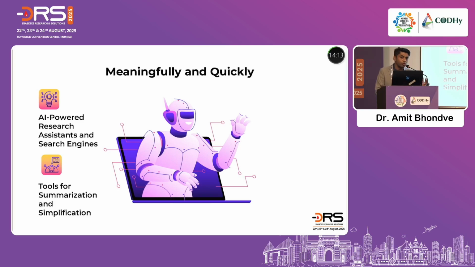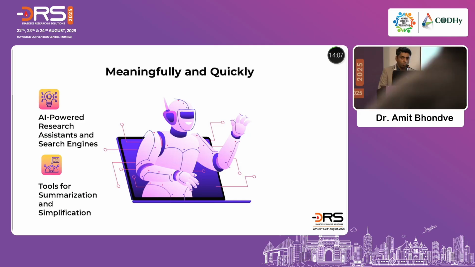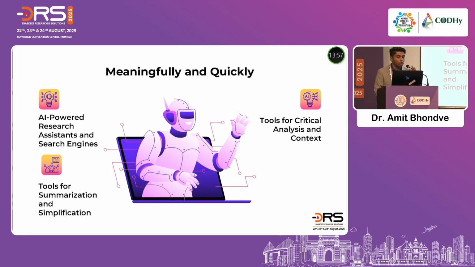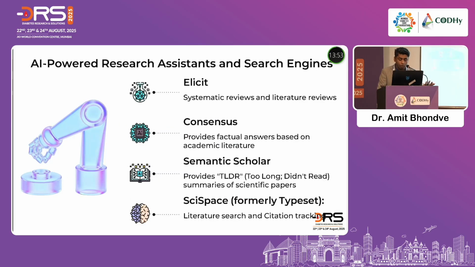So my job is to share with you some of the AI tools which will probably help us to read the articles quickly, but of course meaningfully. We'll talk about the research assistants and search engines. Then there are some tools for summarization and simplification, and some tools for critical analysis and context. And finally, the right prompt. Of course, the right prompt has already been dealt with, but we'll see the right prompt scenarios in the repeated context.